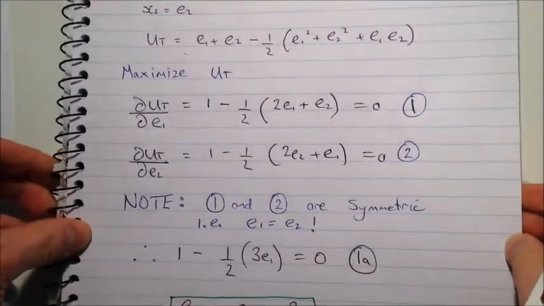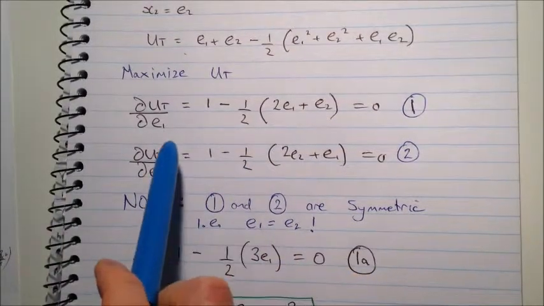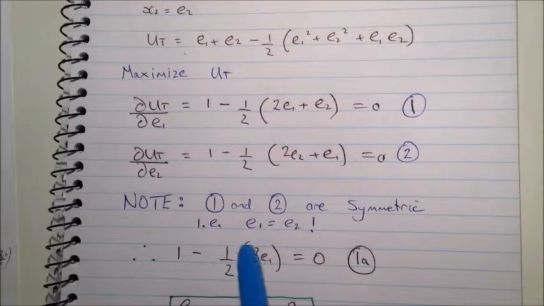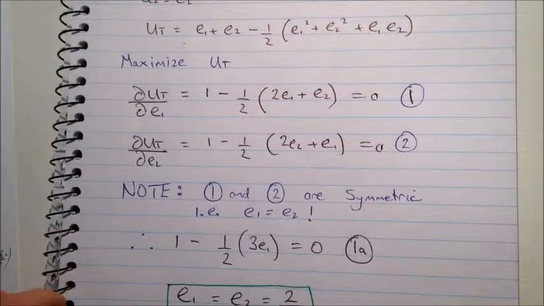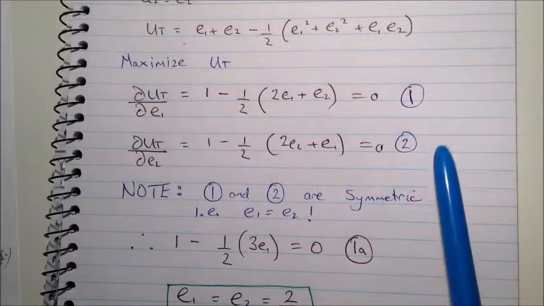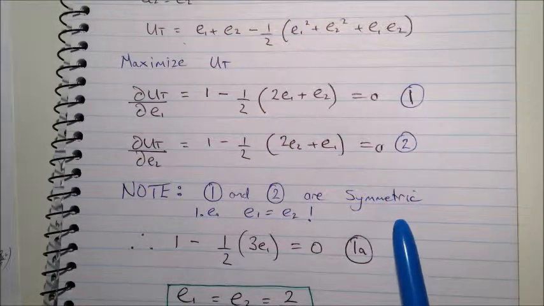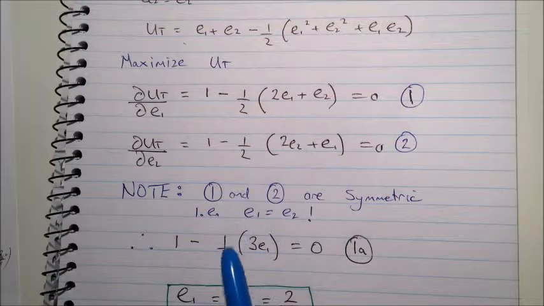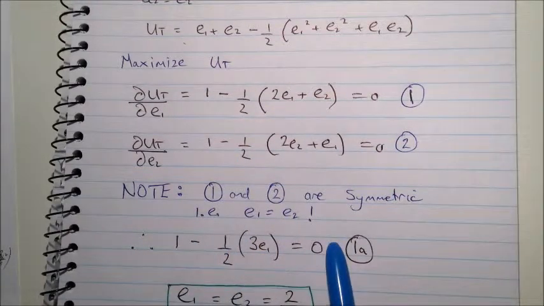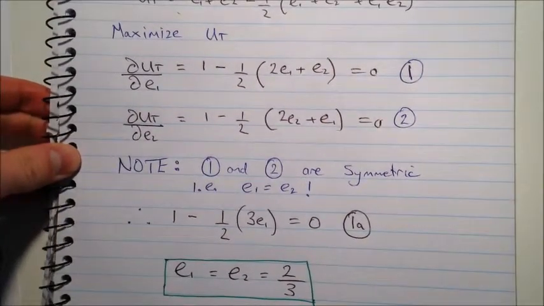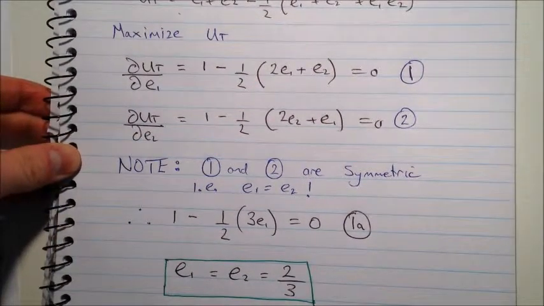We then simply maximize UT with respect to E1 and E2 by finding the partial derivatives. We notice that in fact these two equations, 1 and 2, are symmetric. That is, E1 is equal to E2, and that helps us solve these quite quickly. Substituting back in and solving, we find that E1 is equal to E2, which is equal to 2/3.